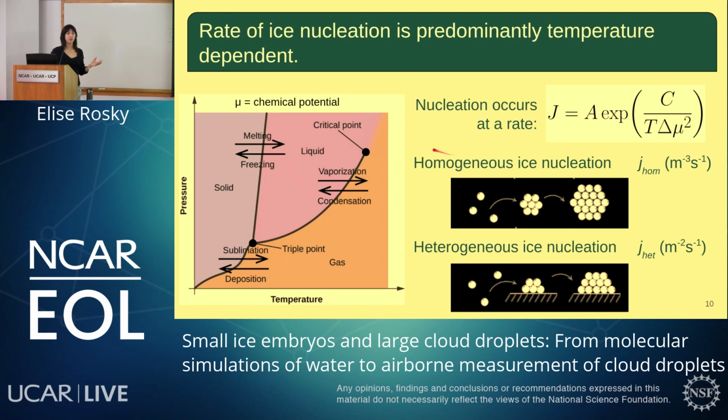There's two types of ice nucleation. Homogeneous ice nucleation happens in a volume of pure water, and heterogeneous ice nucleation is when the ice nucleates on a third surface. And I think that is enough. That's all the background we'll need on ice nucleation to go forward with the experiments.